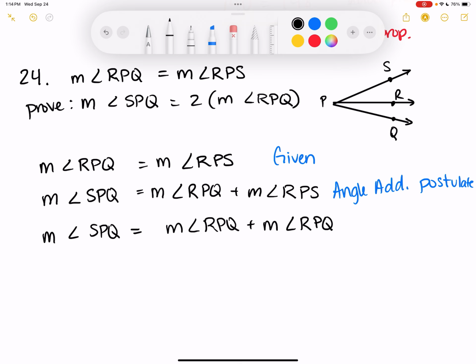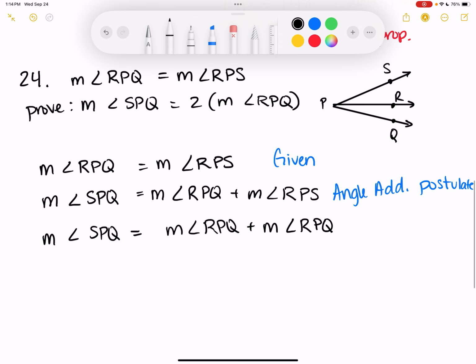No. How did I replace this with this? Starts with an S. Substitution.